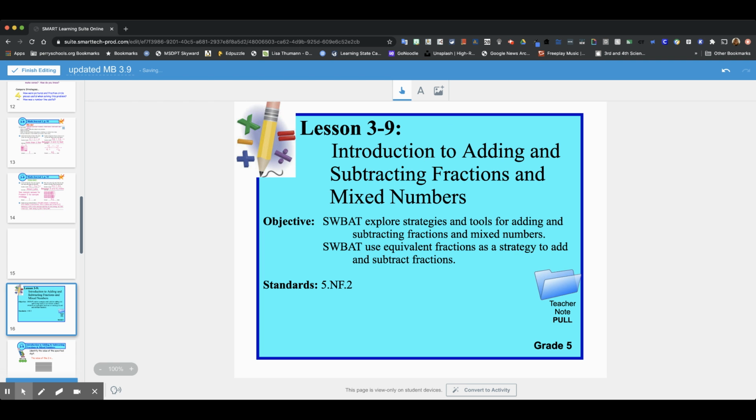That is the end of this lesson. Again, this was Introduction to Adding and Subtracting Fractions. So you can probably guess what we're doing next time. We'll probably be moving forward in our adding and subtracting and using those fractions and mixed numbers.